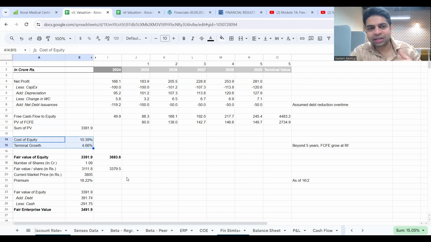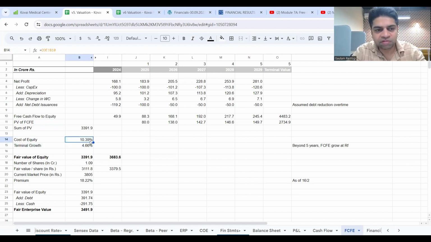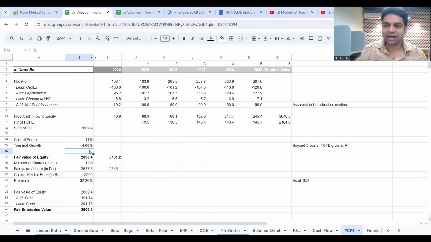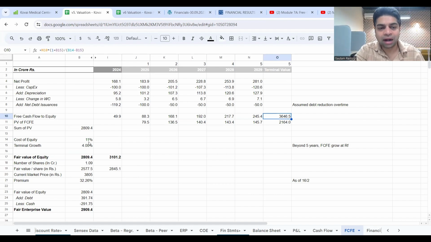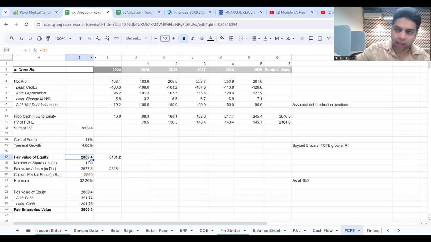I realize I'm using Google Sheets, and Google Sheets doesn't have that sensitivity analysis feature like Excel has. So instead of transporting everything to Excel, let me just show you कि sensitivity में करते क्या है. If we increase the cost of equity to, say, 11%, and reduce the terminal growth to, say, 4%, we are increasing our discount rate and lowering our terminal growth. The terminal value has fallen from 5,000 crore to 3,600 something, and discounting has increased. So fair value of equity would reduce क्योंकि आप discounting बढ़ा रहे हो.